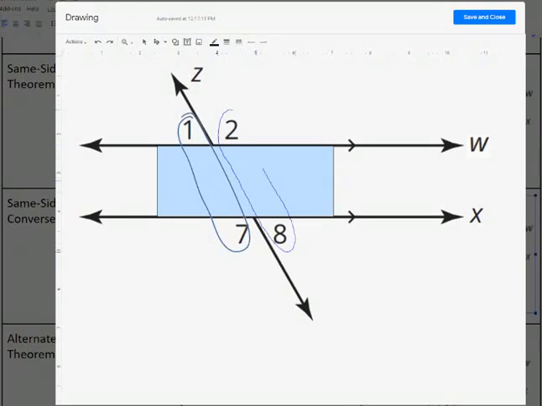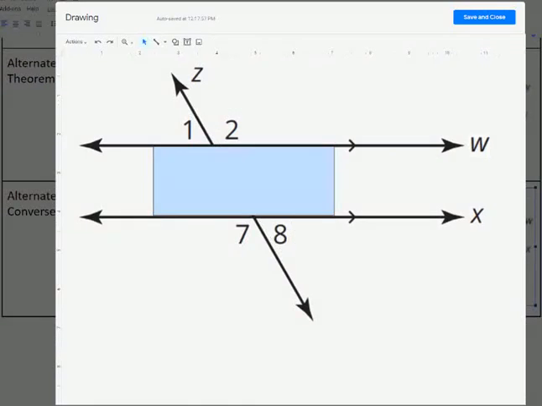Those are my same side exterior pairs that again are supplementary. So that means angle 1 plus angle 7 is going to equal 180 degrees. Similarly, angle 2 plus angle 8 will equal 180 degrees.